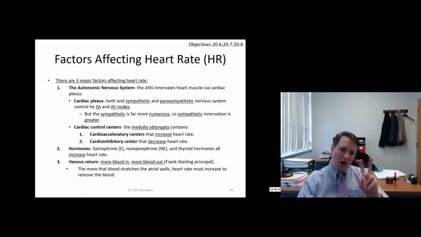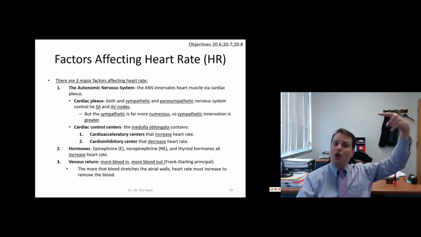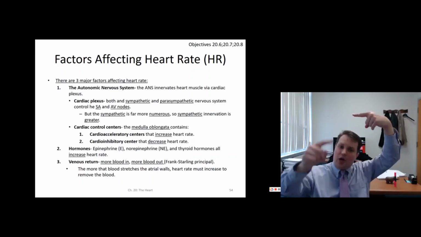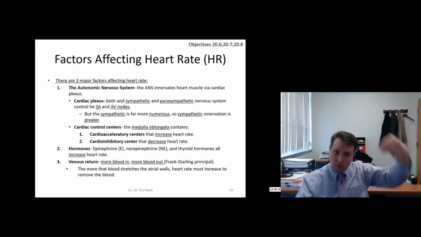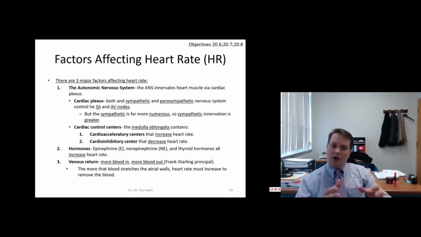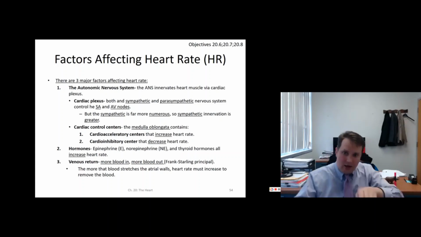Now, the autonomic nervous system controls the heart rate using the medulla oblongata, called a cardio-acceleratory center of the medulla oblongata, gets the heart rate up. Cardio-inhibitory center of the medulla oblongata gets the heart rate down. Okay? So think about it, it's the gas and the brake. The gas is the cardio-acceleratory center. The brake is the cardio-inhibitory center. And you can sit here and gas brake to keep the heart rate in check.